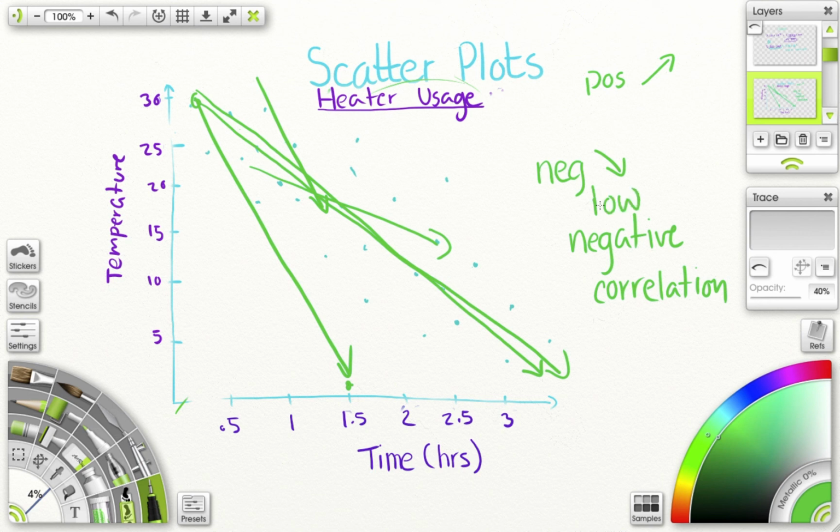So high just means it's a very steep line. Low means it's not so steep. In this case, it's low because it's a very gradual decrease and there are no sharp lines that are decreasing.